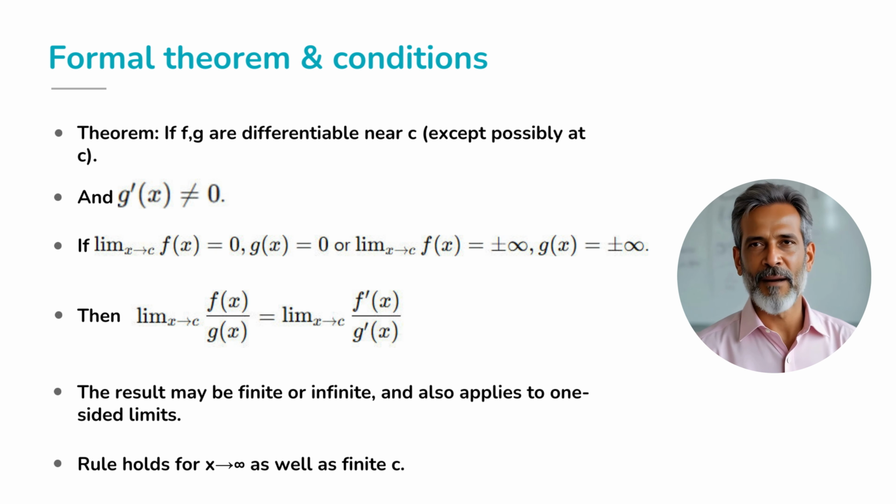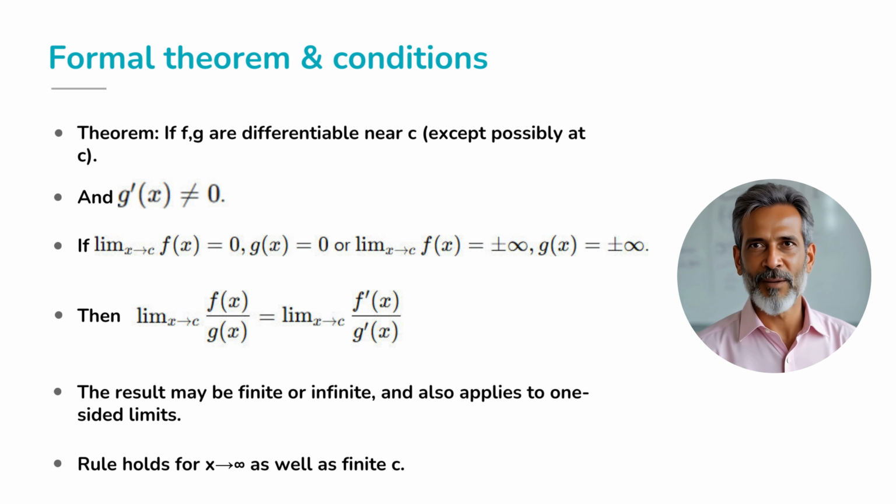It says, if f and g are differentiable on some interval around c, except maybe at c itself, and g dash of x is not 0, then we can use it in two main cases. Case 1, when both f and g tend to 0. Case 2, when both f and g tend to plus or minus infinity.